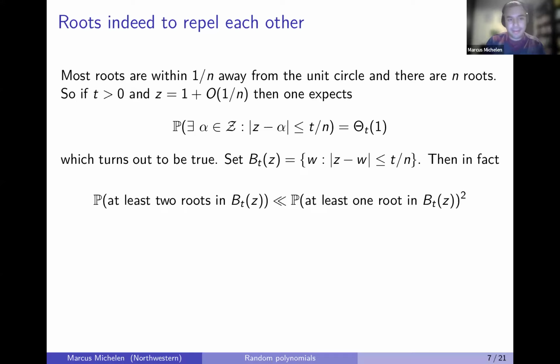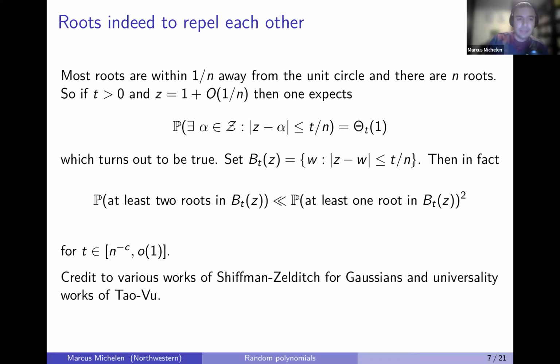But here the key technical question, which will be a recurring theme later on, is for which t this is true. It turns out you can always take t to be some small polynomial, and it's true as long as its probability is little o(1), which happens when t is little o(1). And it's unclear exactly who to originally credit this to, but various works of Schiffman and Zelditch proved this phenomenon for Gaussians, and works of Tao and Vu proved it's universal. So this exact form will be relevant for us later on, that's why I wanted to highlight it here.